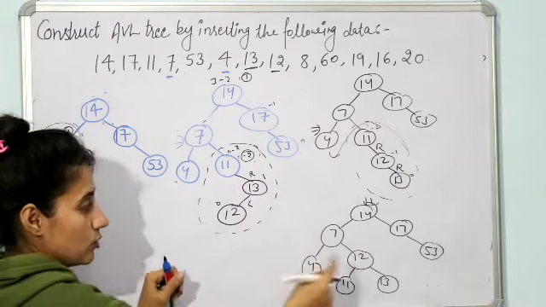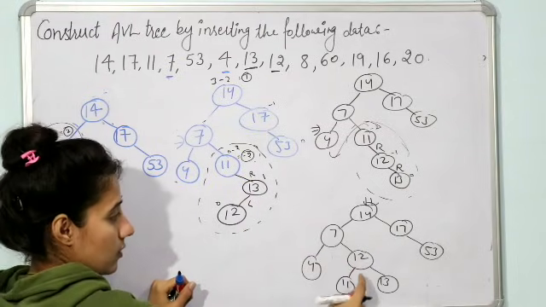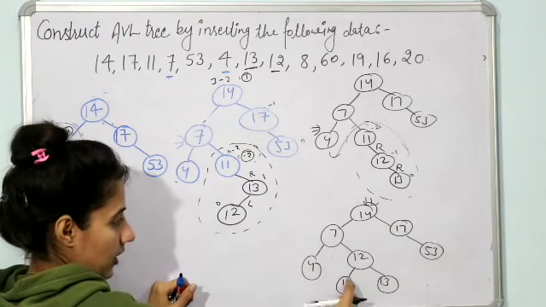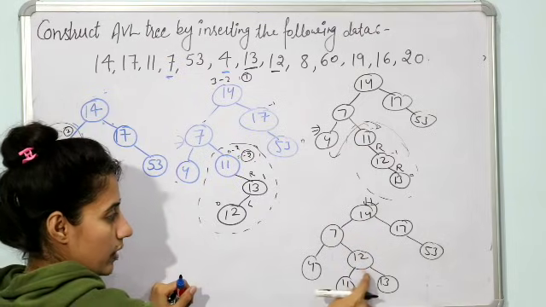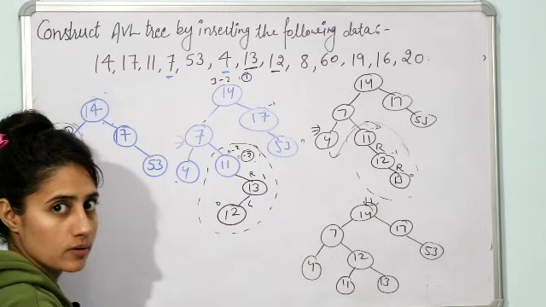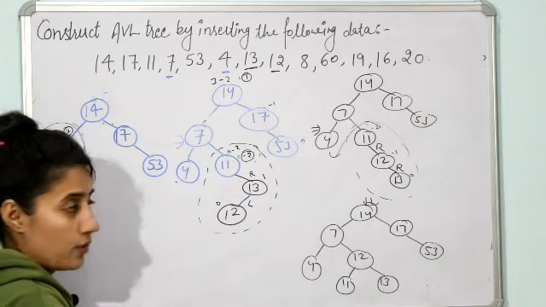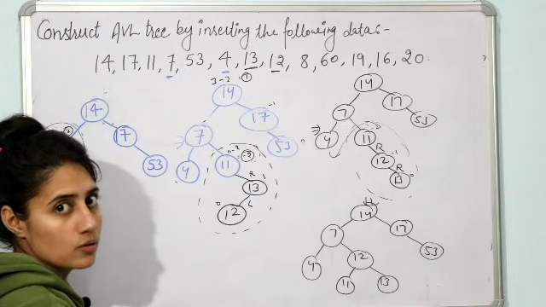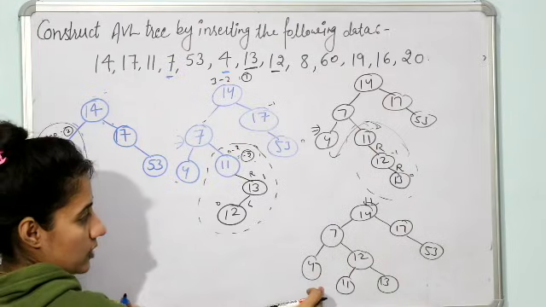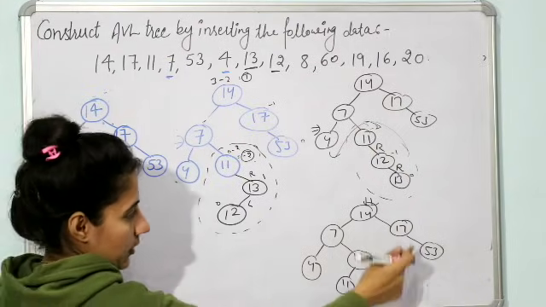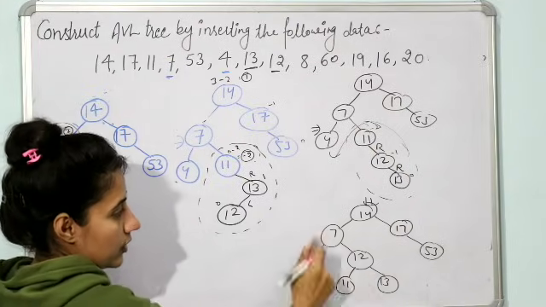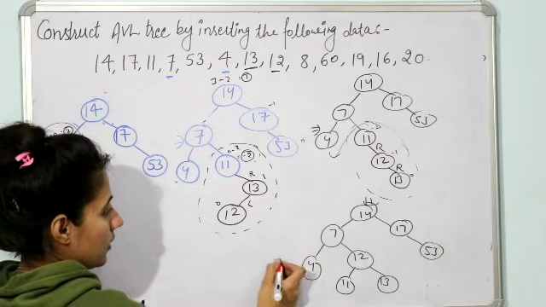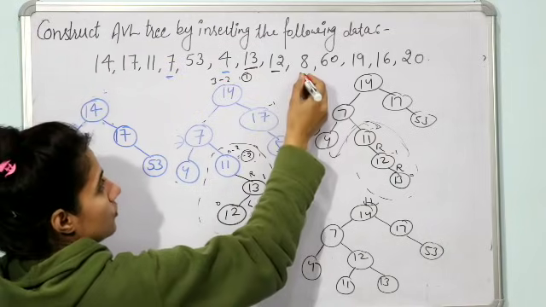So it is a BST, so you can easily do this. To the left of 12, 11 would be there, and to the right of 12, 13 would be there. This is the simple trick. Find out the median element and that would be the root. Now this is a balanced tree. You can check by finding the balance factor of each and every node. Fine.